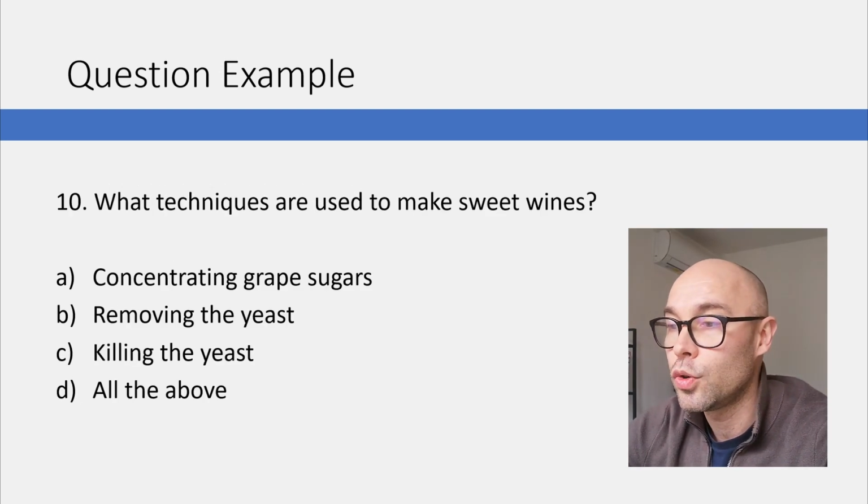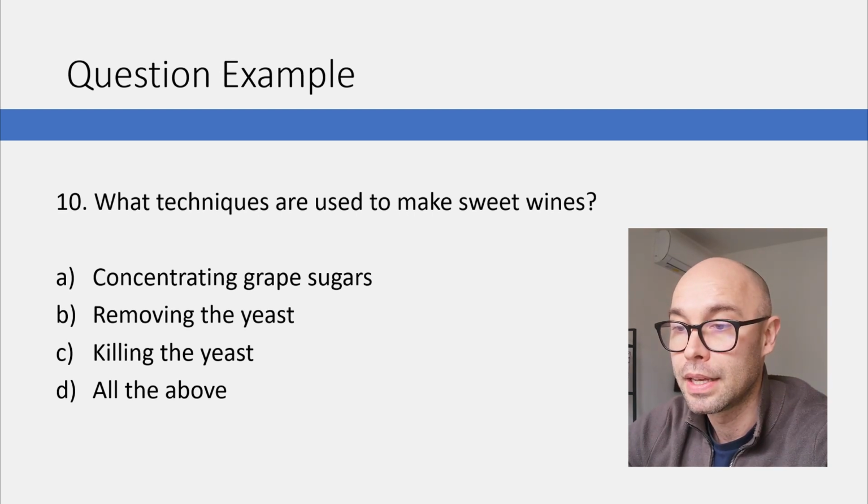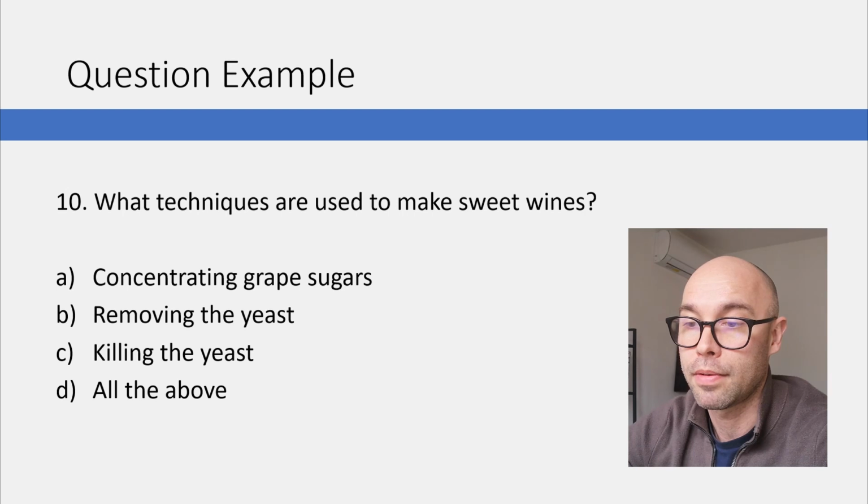What techniques are used to make sweet wines? Concentrating grape sugars, removing the yeast, killing the yeast, all the above. The correct answer is D, all the above.